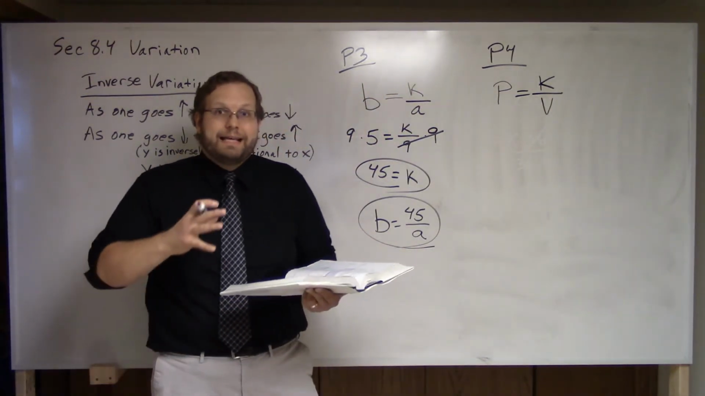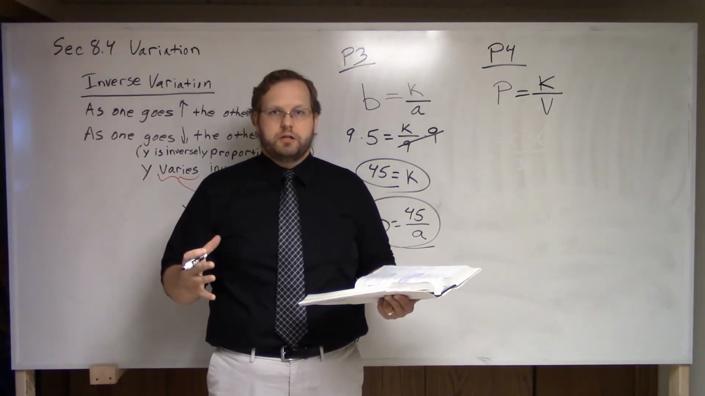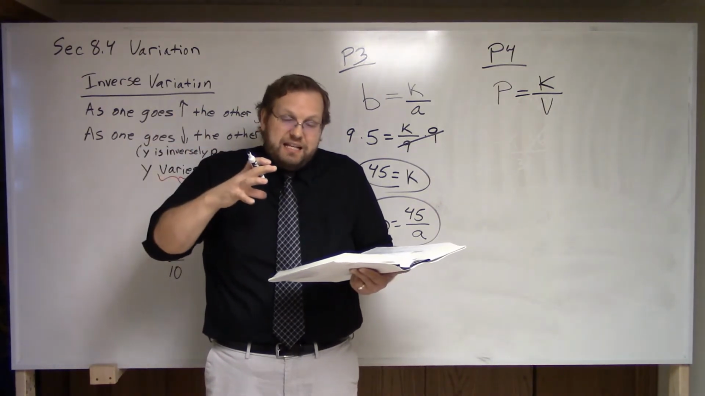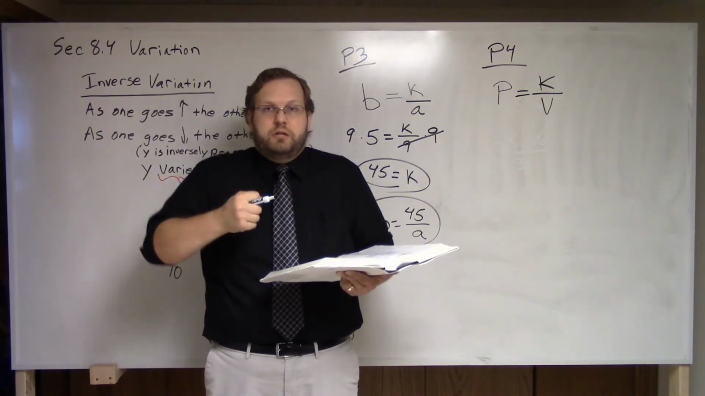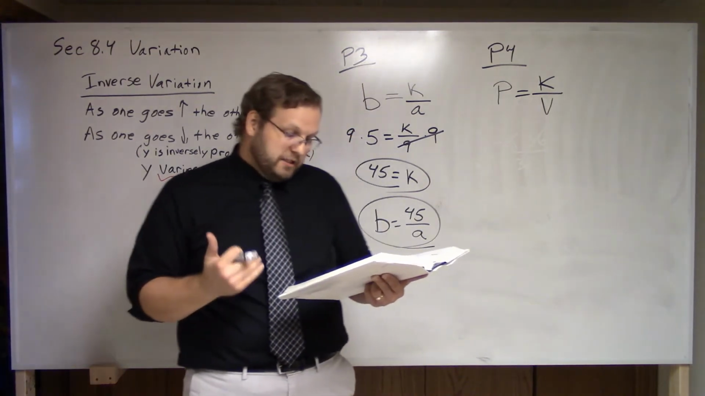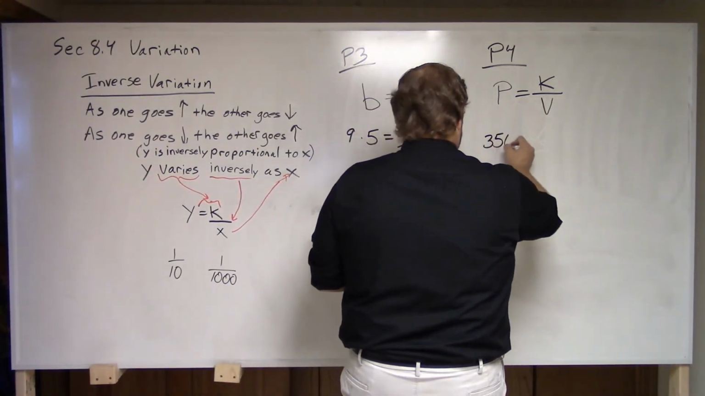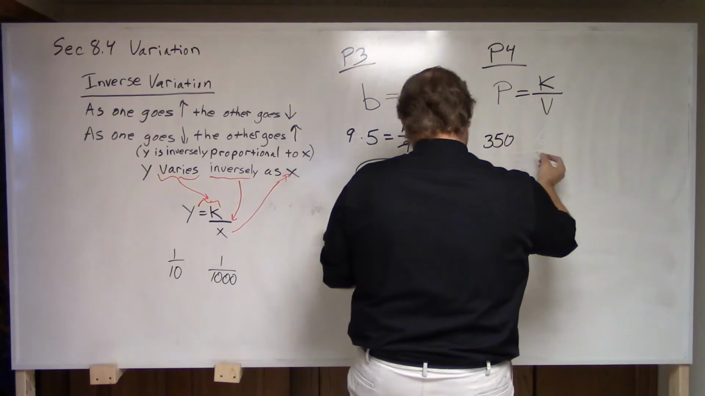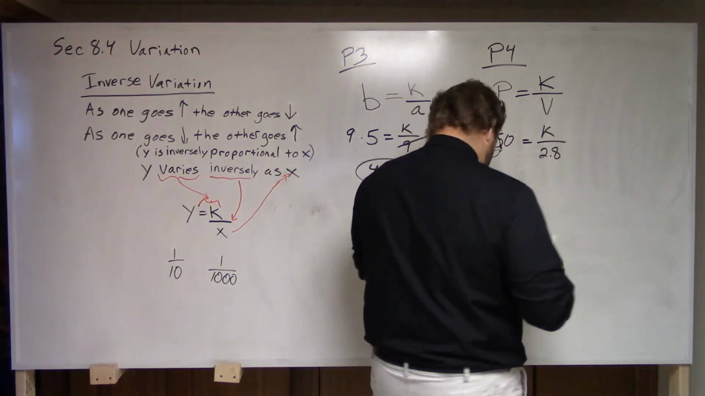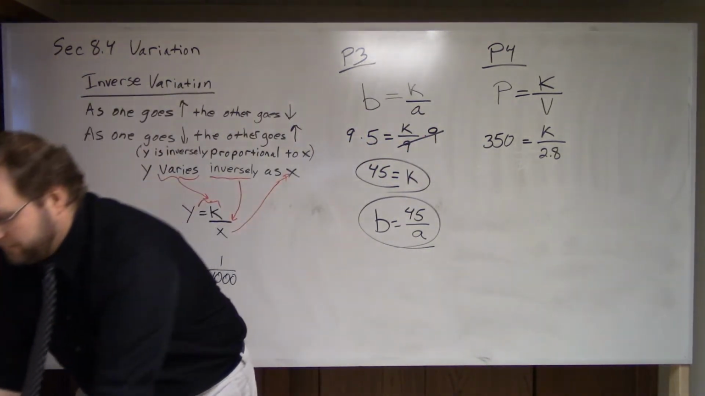Okay, so as that volume increases, as you have more space, the pressure is going to go down. So volume increases, pressure down. If I squeeze that and the volume goes down, then that pressure is going to increase because we're squeezing it all together. Now, I'm going to go back to practice 4 now, and it says if P is 350, when V is 2.8, find the pressure when the volume decreases to 1.5.